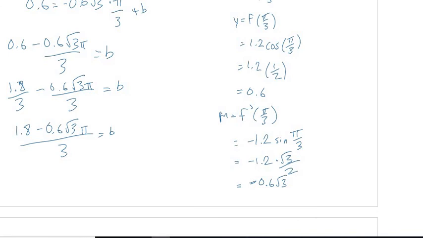So now we have m, we have b. So the tangent line is going to be y equals m, which was negative 0.6 root 3 x, plus 1.8 minus 0.6 root 3 pi over 3.